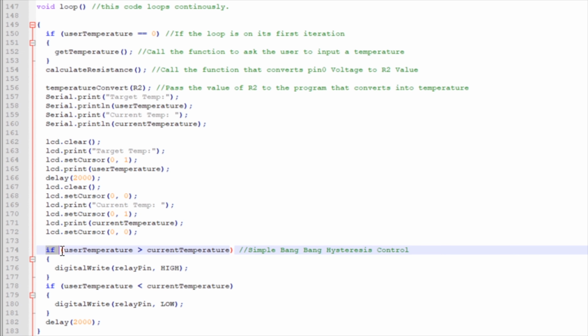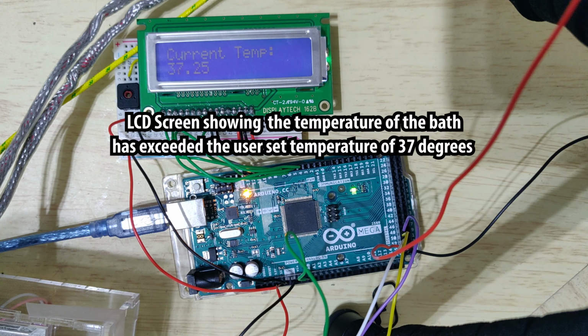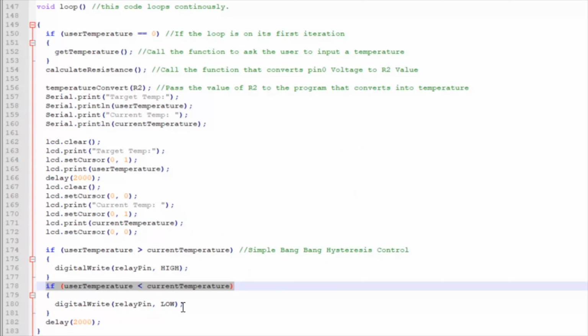Then we move on to the simple control. If the user temperature is greater than the temperature of the water, then we turn on the heater. If the user's temperature is less than the current temperature of the water, i.e. the water bath has reached and exceeded the temperature that is required, we turn off the heater.